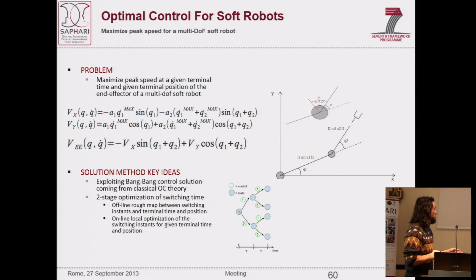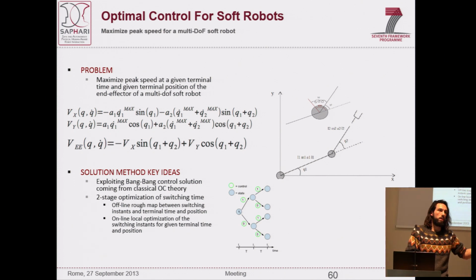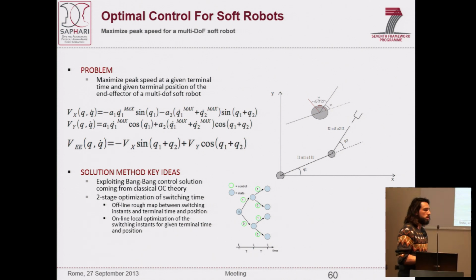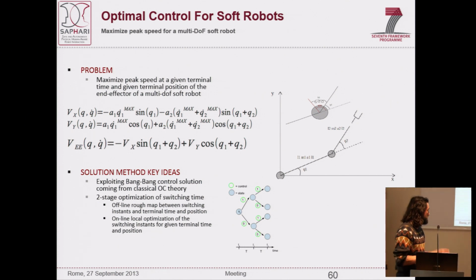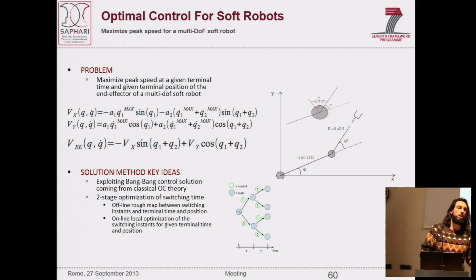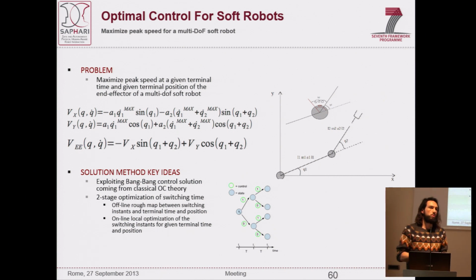So in the first step of the solution, we built an offline map between the switching instants and the final position of the arm and the terminal time of the task. Then online, once we know the position of the arm and the terminal time, we perform a local optimization around the best solution of the offline map. And then we control the robot through a model predictive control algorithm.